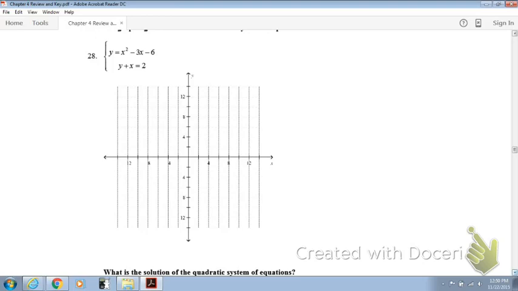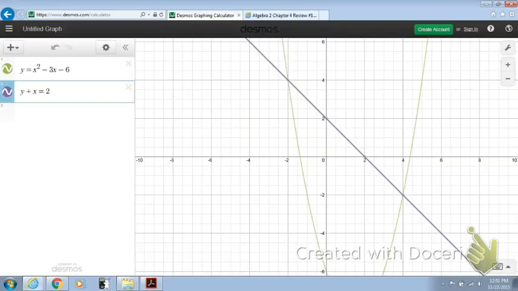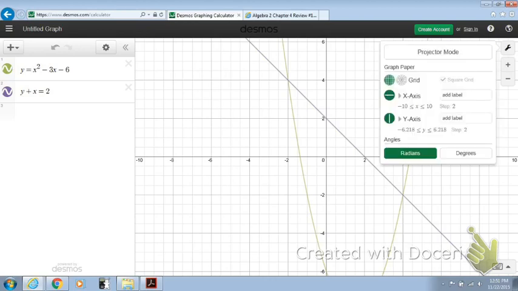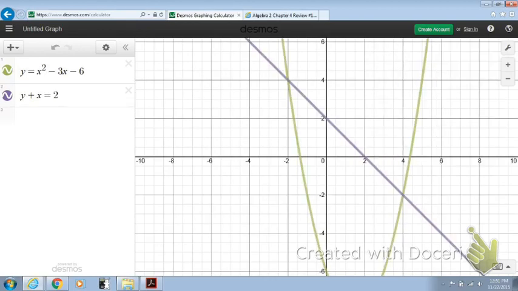On number 28, it says to graph to solve the system of equations. I'm just going to put these in Desmos and see where the two equations intersect. So let's do that. Okay, so I put both equations into the graph, and you can see that I have a parabola, which is the green equation, or graph, and the purple one is my linear equation, and their points of intersection would be my solution.